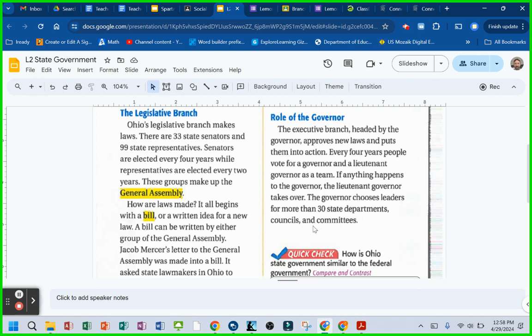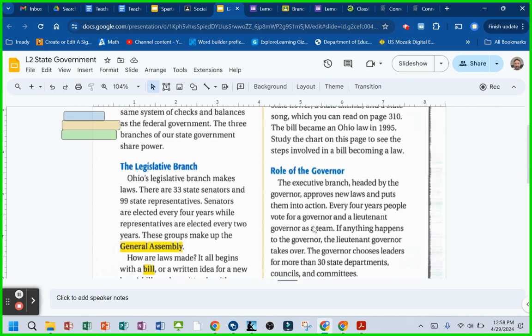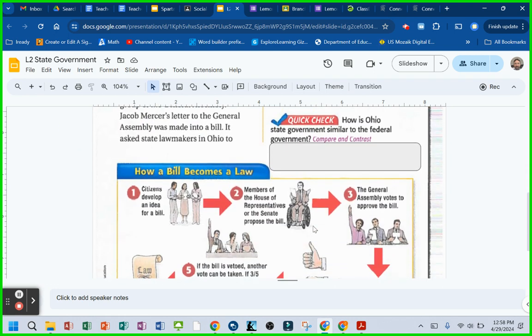Every 4 years, people vote for a governor and lieutenant governor as a team. If anything happens to the governor, the lieutenant governor takes over. The governor chooses leaders for more than 30 state departments, councils, and committees. Right? All right, so the question is, how is Ohio state government similar to the federal government? What's one way you could easily say this? What's one way that they're both similar?